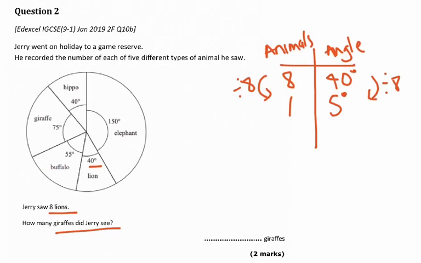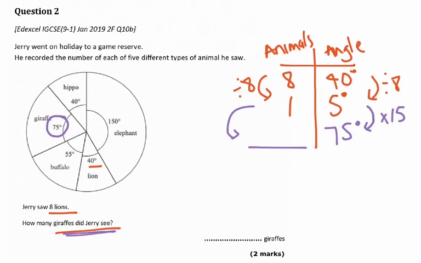Okay, so now I can go to answering this question, which is how many giraffes did he see? Well, giraffes is represented by 75 degrees on the pie chart. And I need to know how many animals, how many giraffes that is. So I'm going to think about how many times does 5 go into 75? 5 times what makes 75? Well, that answer there would be 15. So if I times 5 by 15 to get 75, I would times 1 by 15 to get 15 giraffes or 15 animals. Okay, and we can do that in a nice little proportion table like that.